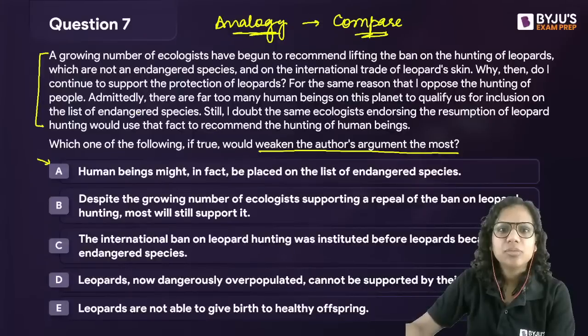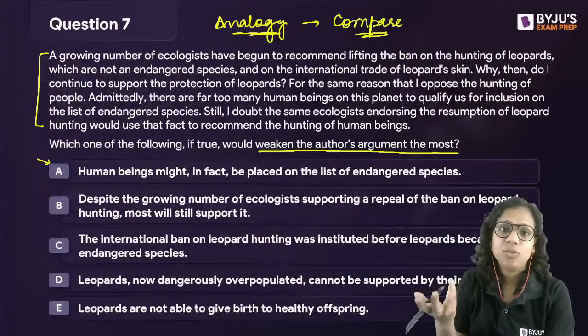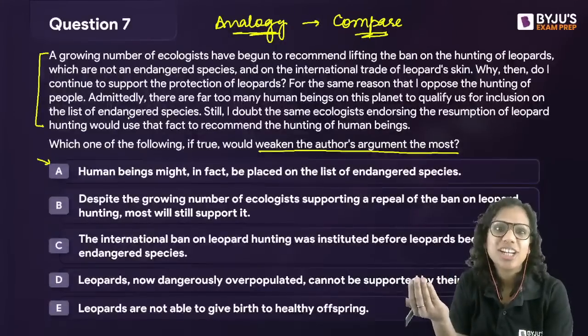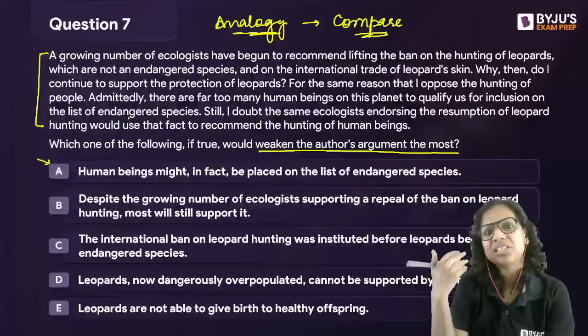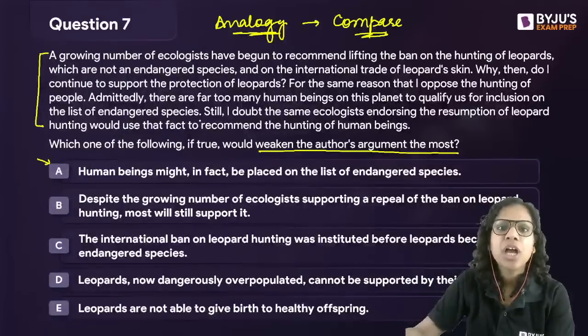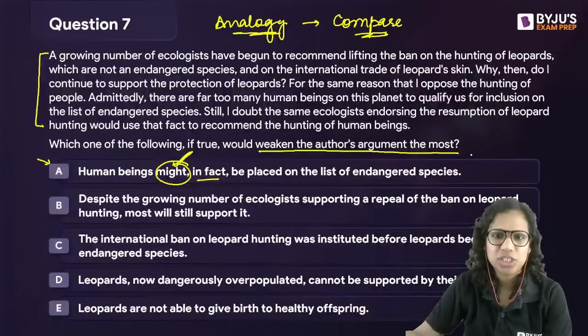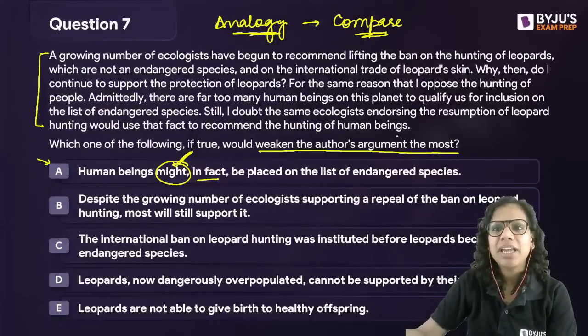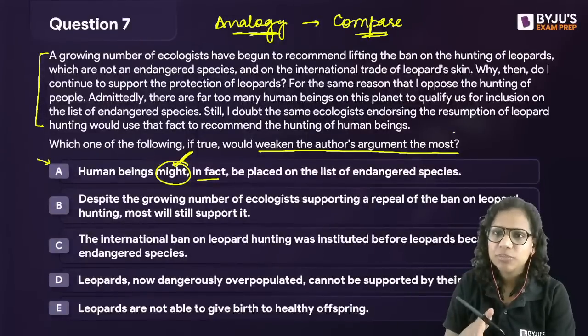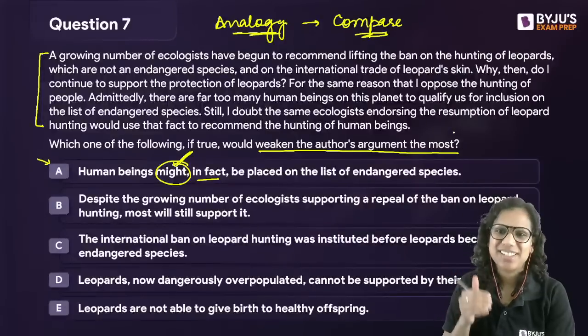And the author says, I am doing this even when human beings are also not endangered. So I'm doing this for human beings, that's why I'll do this for leopards also. Now, if I say human beings might, in fact, first of all, look at this might, in fact, be placed on the list of endangered species. Okay, so my question to you is the argument primarily about human beings or is it primarily about leopards?